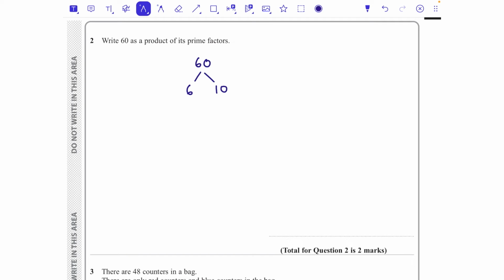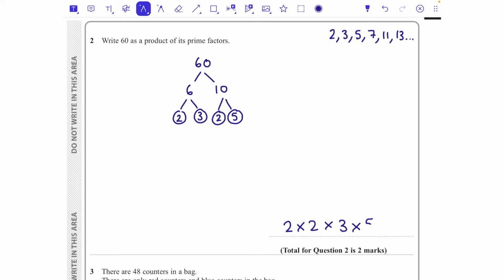If you get to a prime number, you're going to circle it. So remember, your prime numbers are 2, 3, 5, 7, 11, 13, and so on. So 6, that's 2 times 3, and they're both prime, so we're going to circle those. And 10 is 2 times 5, and they're both prime, so we're going to circle those. So altogether my answer is 2 times 2 times 3 times 5.